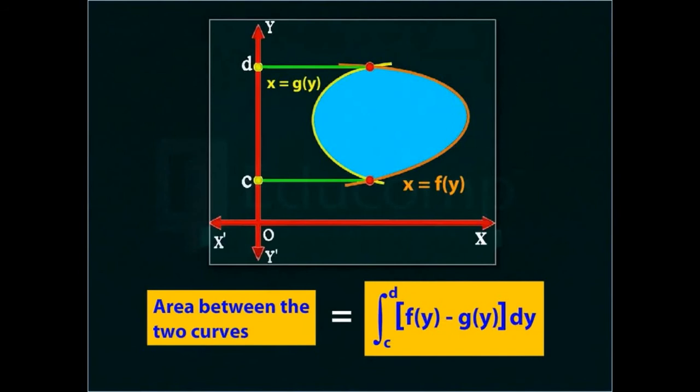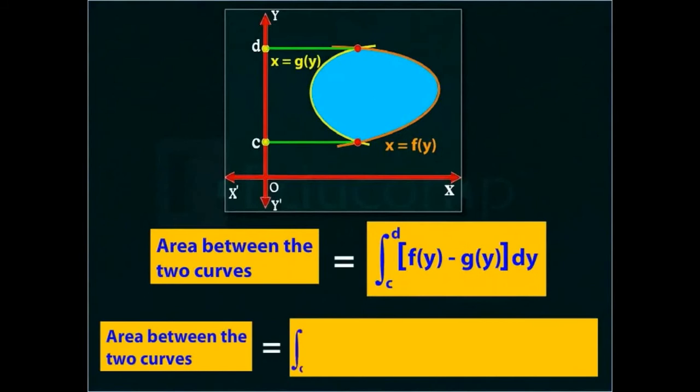This is the formula to find the area enclosed between the two curves when one curve is to the right of the other. We can also remember the same formula as a definite integral from c to d, right function minus left function whole into dy.